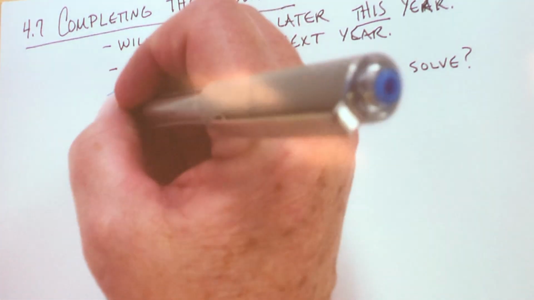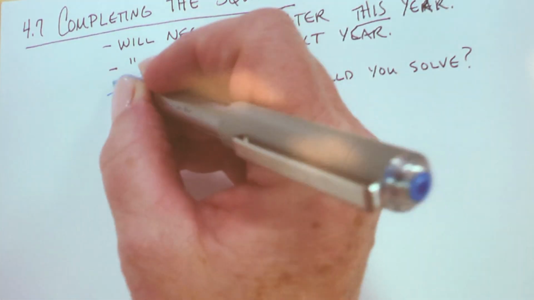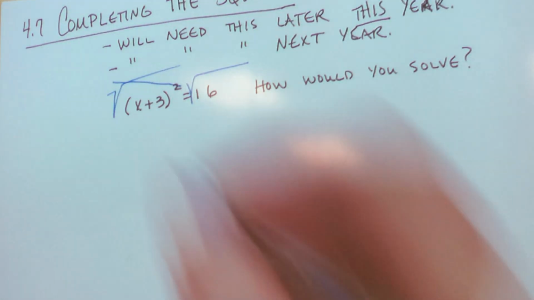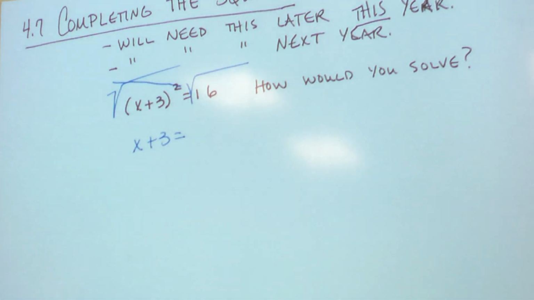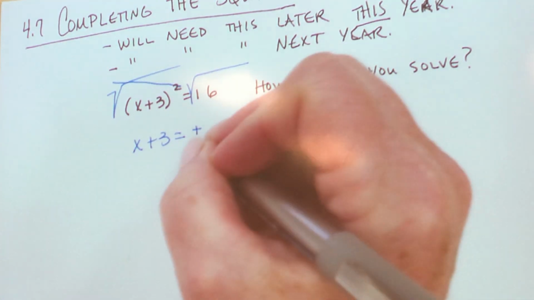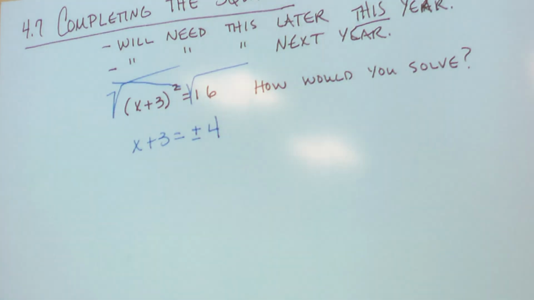So, we're going to square root both sides, right? So, this square root takes care of that square, and I'm left with x plus 3 is equal to what? 4. Plus or minus 4. If you didn't put that, then you lost half your credit.